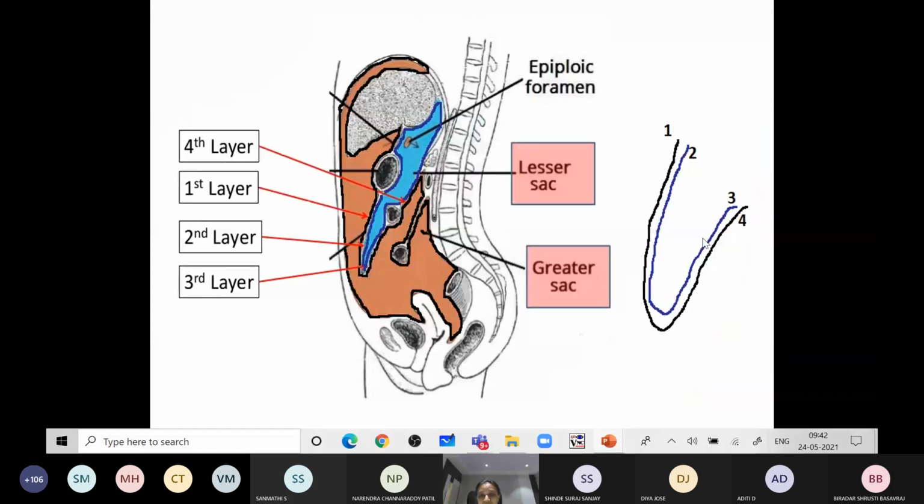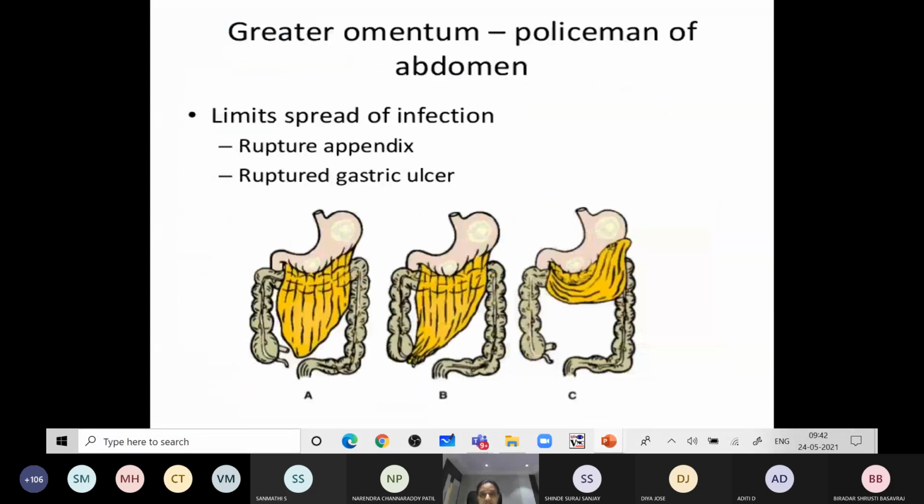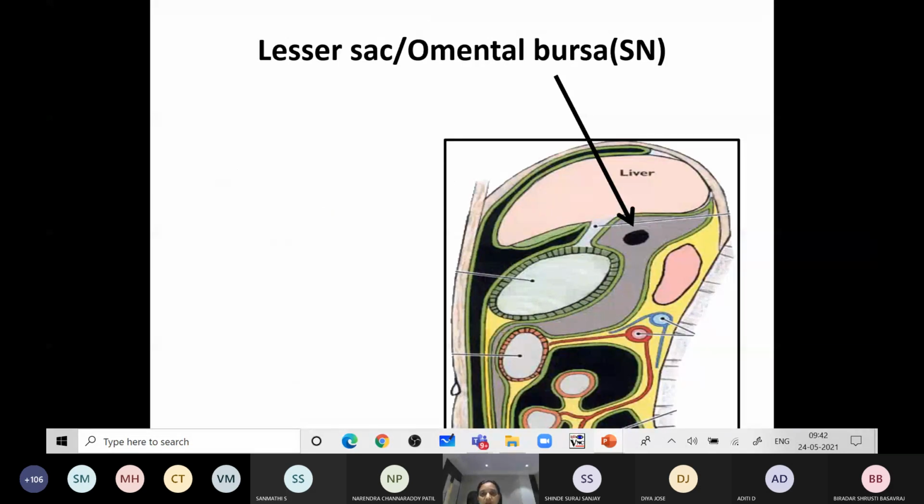Attachments, contents, functions, and the applied aspects. Now coming to the lesser sac, which is also a commonly asked short note.